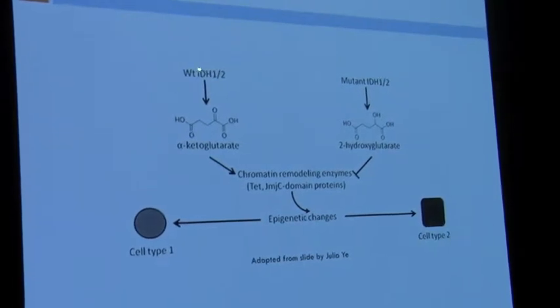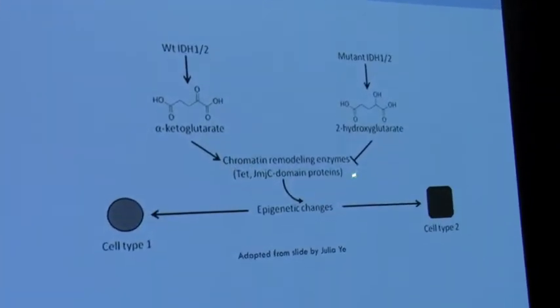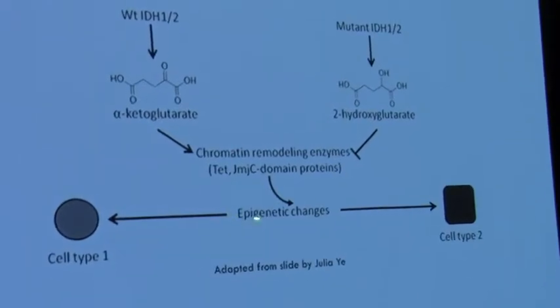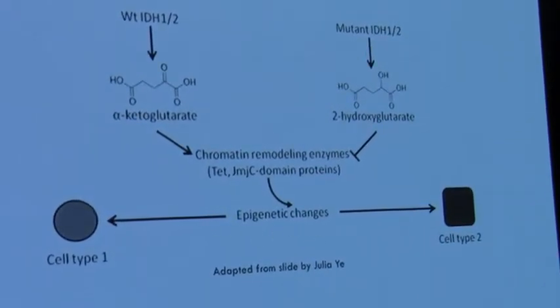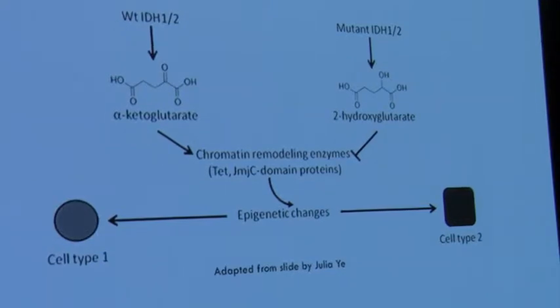IDH1 and 2 enable DNA and histone demethylases, leading to cell state transitions, including differentiation. Mutant IDH1 and 2 occur frequently in blood cancers and brain cancers, and they inhibit DNA and histone demethylases, including TET and Jumonji domain proteins. This seems to contradict what we know in stem cell science, because the promotion of TET and Jumonji domain proteins promotes reprogramming. So why does the inhibition of these proteins also lead to a less differentiated cell type?